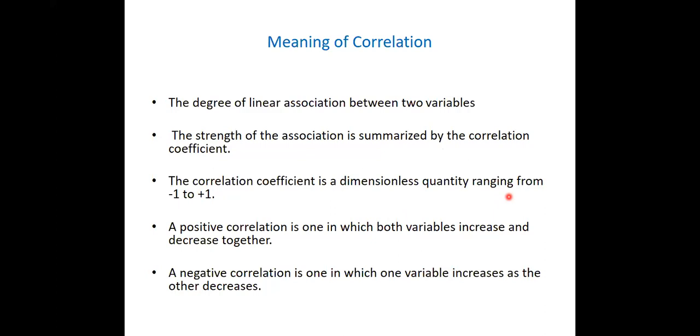When it is positive, it means that as one increases, the other one increases also. If it is negative, it's the other direction. As one increases, the other one decreases, or as one decreases, the other one increases. You remember direct proportion and inverse proportion in variation in mathematics. In direct proportion, as one increases, the other one increases. In inverse proportion, as one increases, the other one decreases.